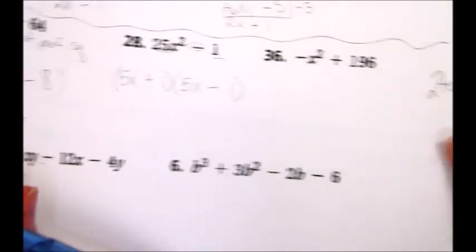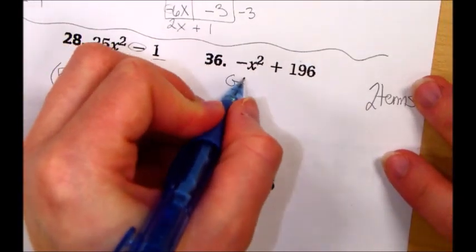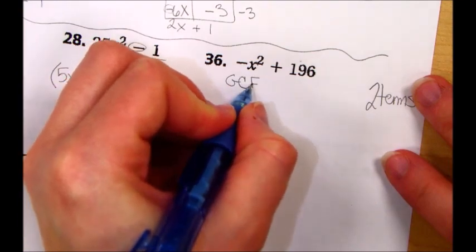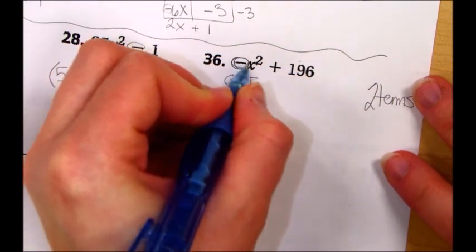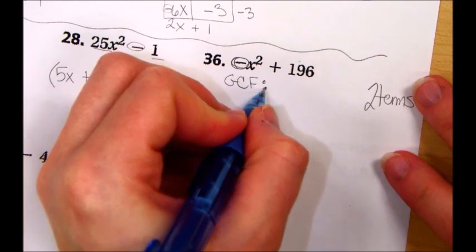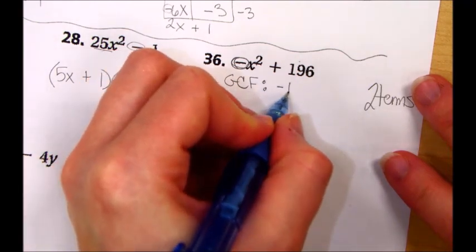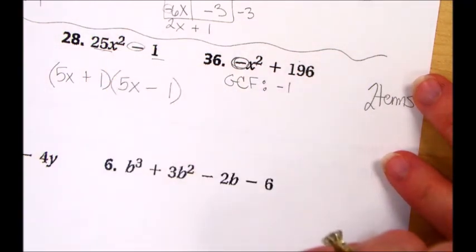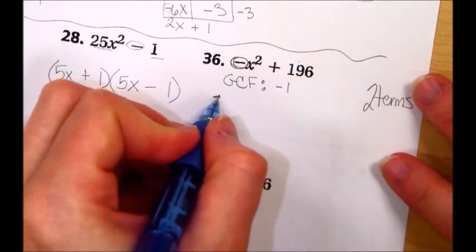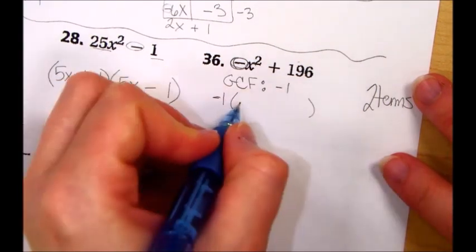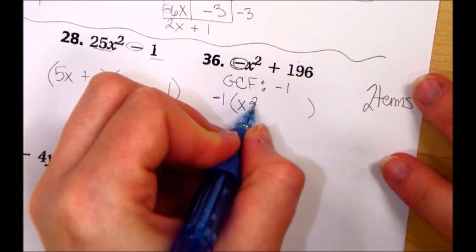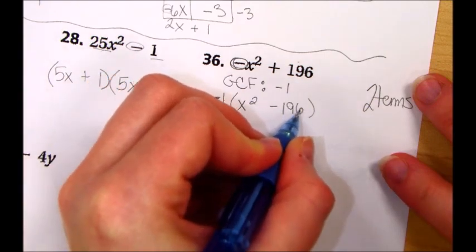Number 36, you might not see it, but there is actually a GCF in number 36, and it's because of this first thing being negative. The GCF is negative 1. So before I do anything, I need to pull out a negative 1. When I pull out a negative 1, that gives me positive x squared minus 196.